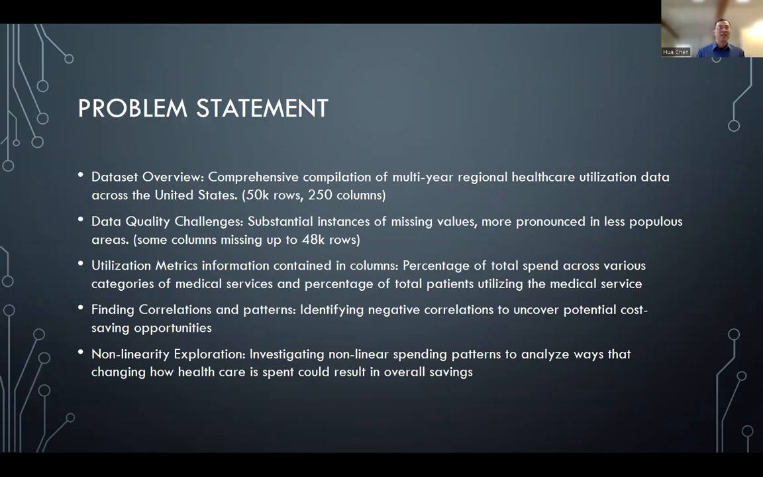So we are given a very large data set, 50,000 rows, 250 columns with lots of different types of information. There were a lot of quality challenges with the data. A lot of the columns had very incomplete data. Some of the actual quality metrics that were associated with this data set were almost all empty. 48,000 of those rows were empty. The other columns did contain some utilization metrics, but when the regions went down too granular and there was not enough population, a lot of times all we got was the asterisk. So we needed to kind of clean up some of that data.